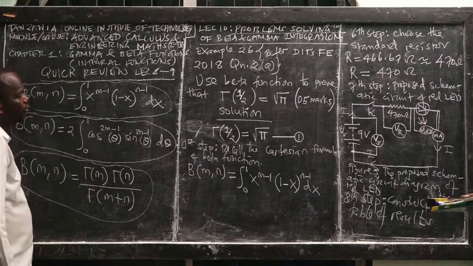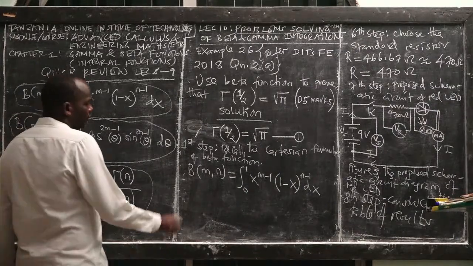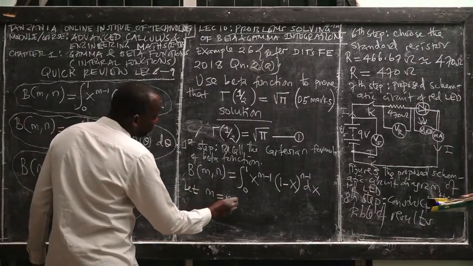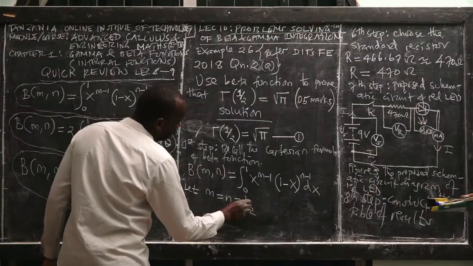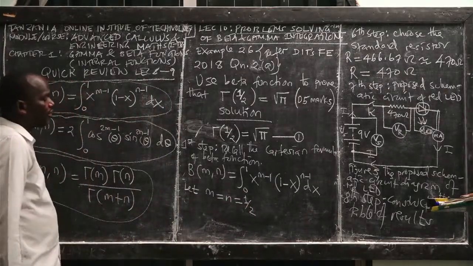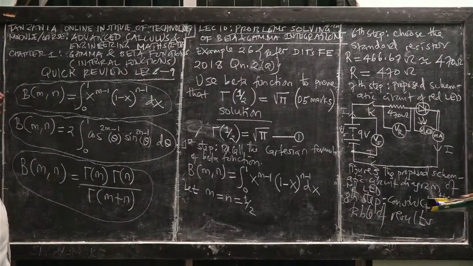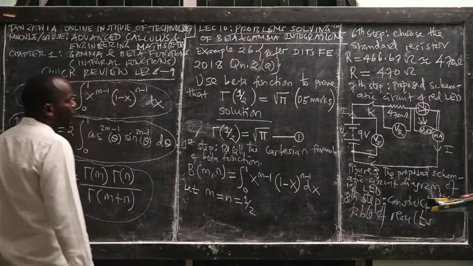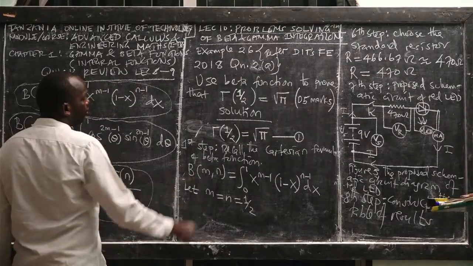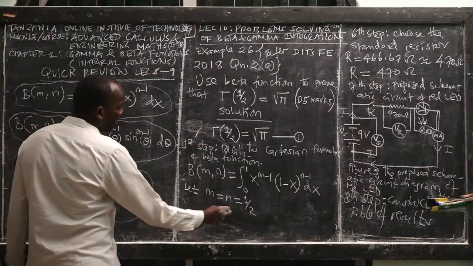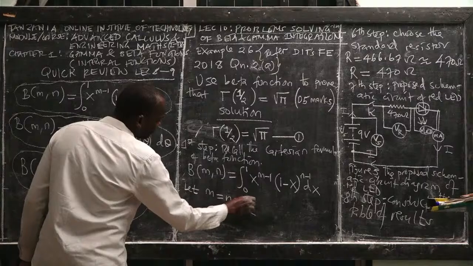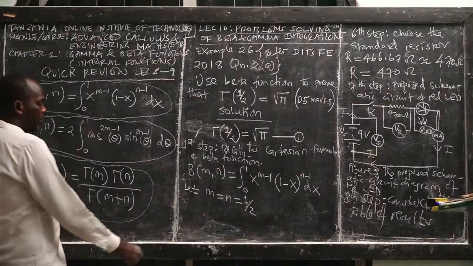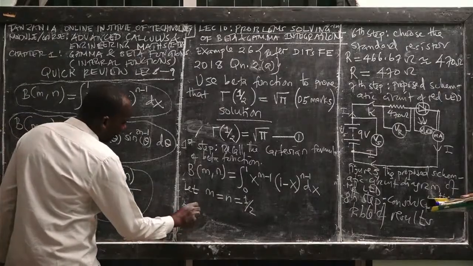Okay. So, what do we say? To get these values, we said that let m is equal to n is equal to a half. When m is equal to n is equal to a half, what do we say? We say m is equal to n is equal to what? A half.